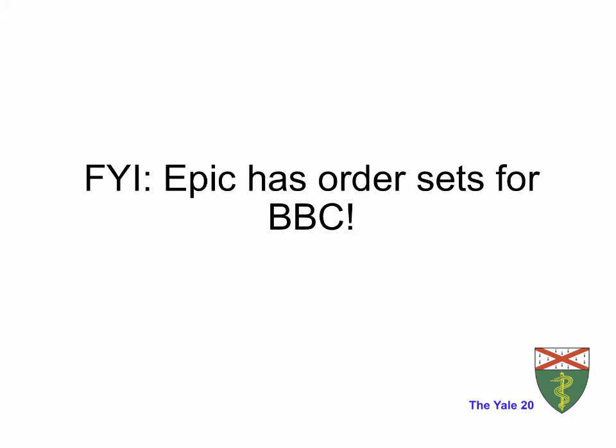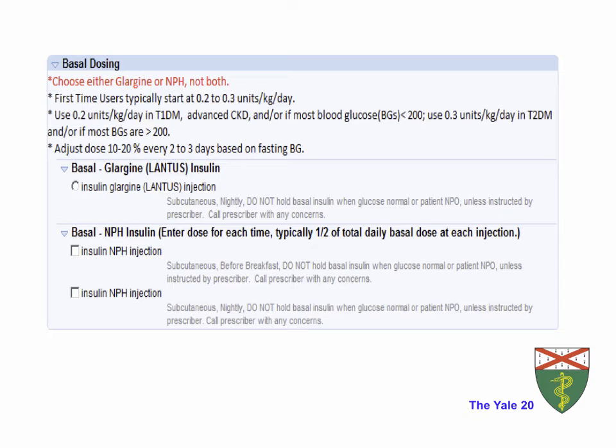And then finally, I just want to make everyone aware that EPIC actually has order sets for this basal-bolus correction method that we talked about and did some sample calculations for. So there's no need to actually remember the total daily dose units per kilogram per day that I talked about because it's already built into EPIC. As an example here, if you go into the order sets and type in basal-bolus correction and click on it, this will pop up, and it'll walk you through the basal dosing for first-time users and how many units per kilogram per day you should use and what type of orders you should put in if you plan to use the Glargine or Lantus or the NPH.